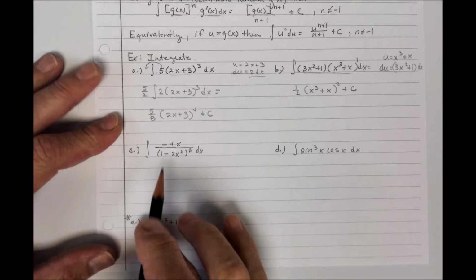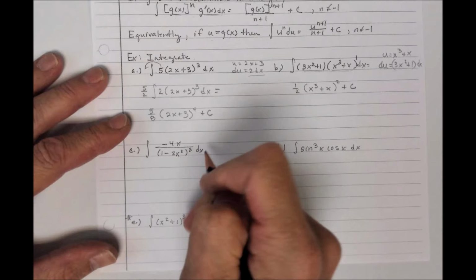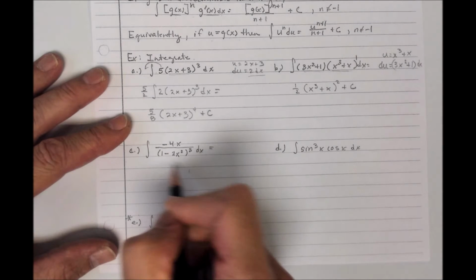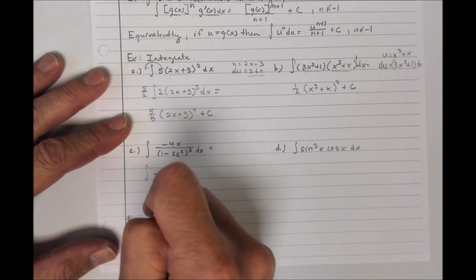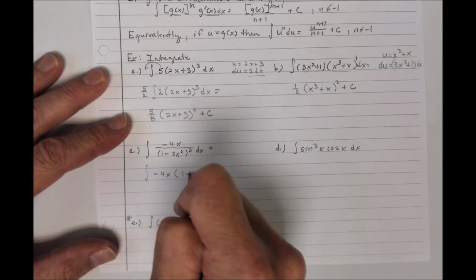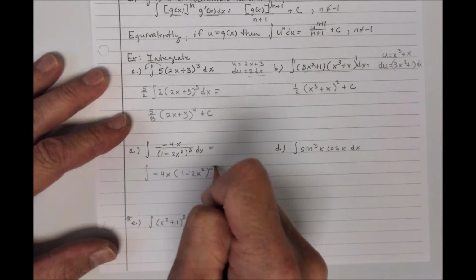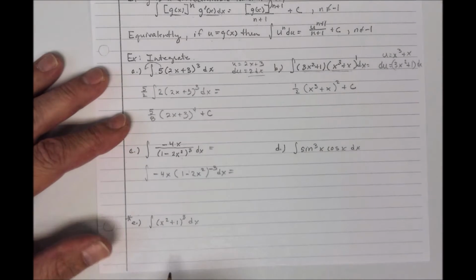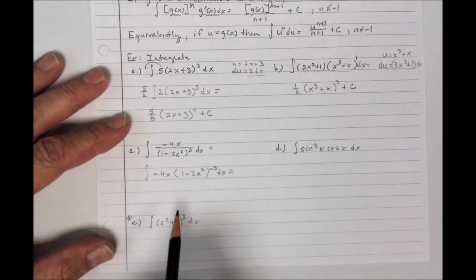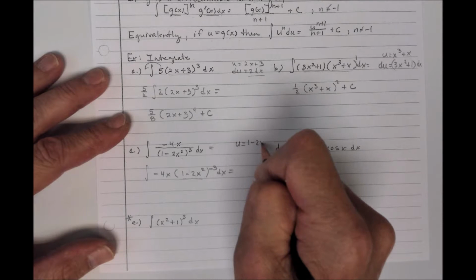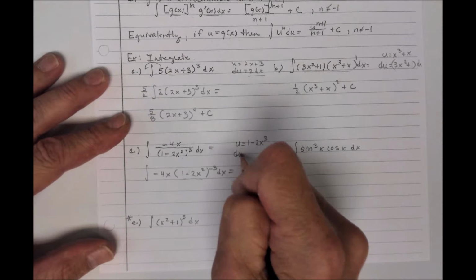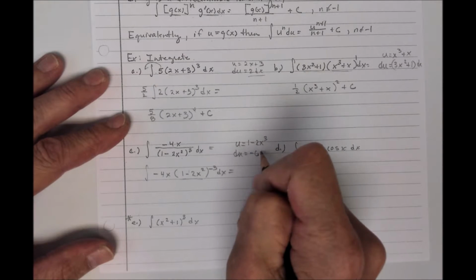Now this guy's a little messier. I'm going to first rewrite him, because I'm not sure how to integrate an expression with this in the denominator. I'm going to write this as negative 4x times the quantity 1 minus 2x squared to the negative 3 dx. Now it maybe looks a little bit more like the general power rule, where this is my u. If my u is 1 minus 2x to the 3rd, my du would be negative 6x squared dx.